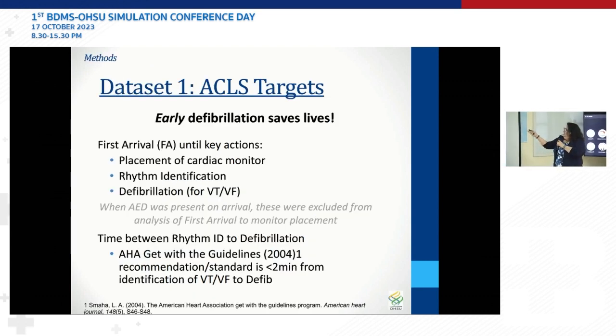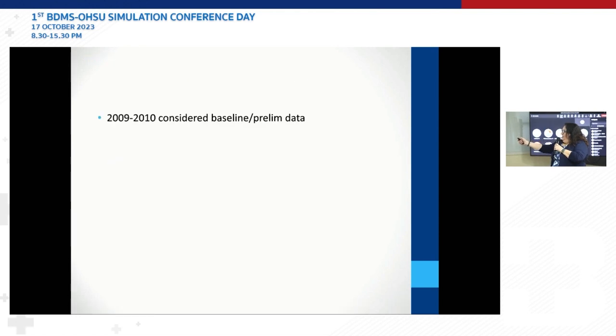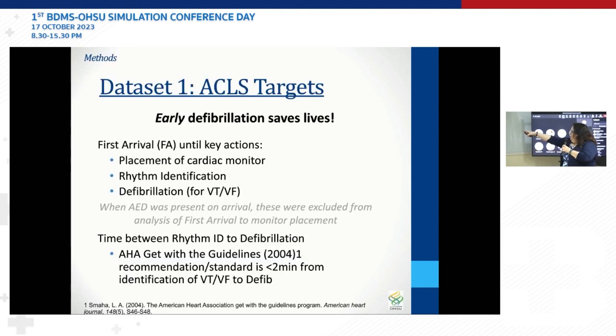And so our ACLS targets: what saves lives? What did I say? Early defibrillation, right? Time to defib matters. The 3 key things are, from first arrival, did you place the monitor? Did you look at the rhythm, and did you defibrillate if it was necessary? I will tell you, I go to real code blues, and the monitor's not on the patient. Everybody's doing CPR. Multiple people are doing CPR, but nobody's thinking about that element, right? And that's why it's so important. It's a team effort.